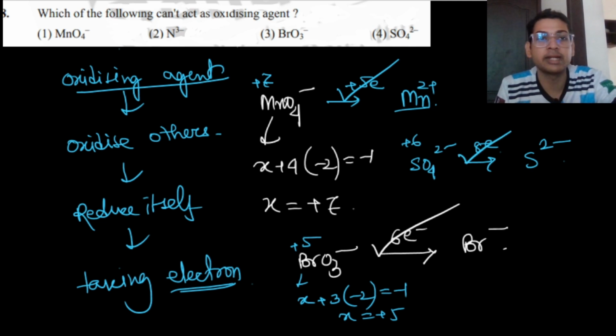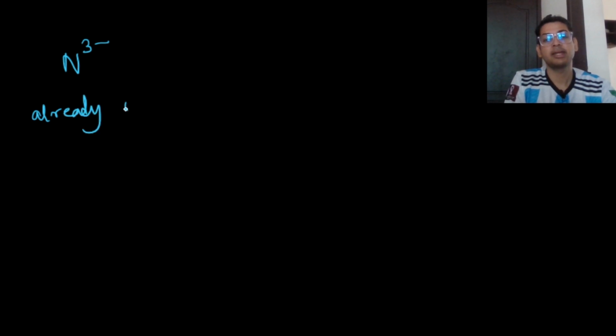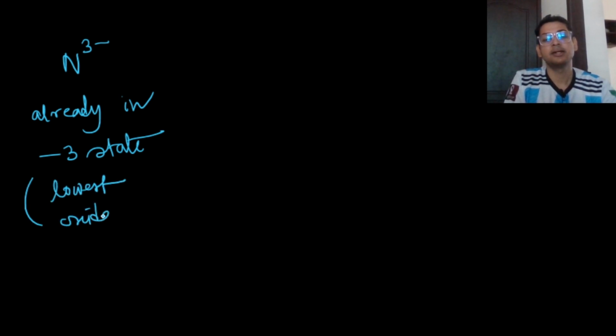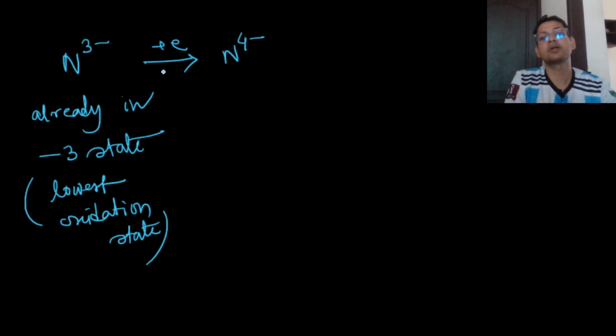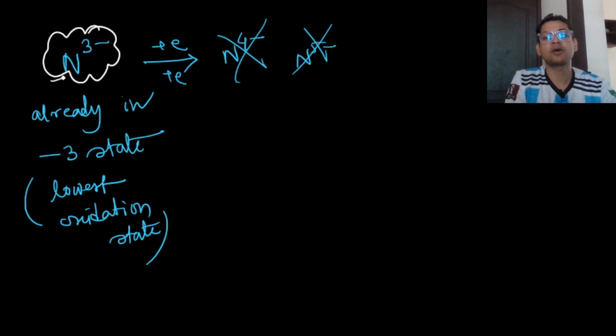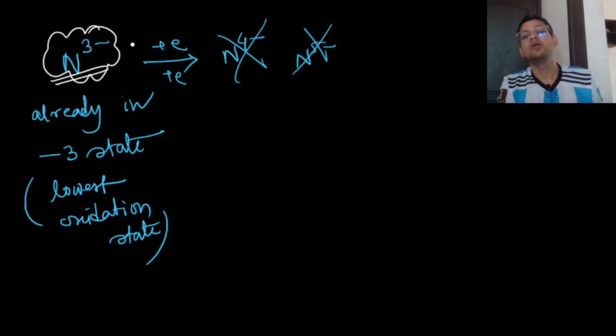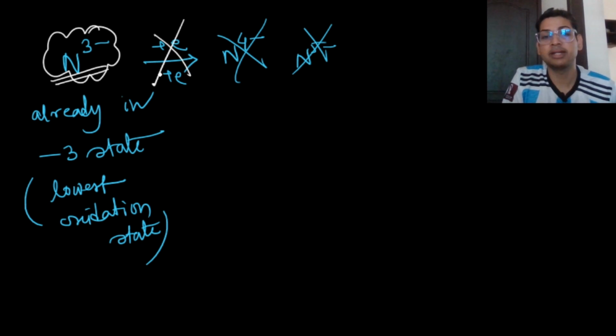But sir, why are you not doing it for N3 minus? N3 minus is already in the -3 state. That is its lowest oxidation state. Nitrogen cannot go any lower. Suppose it takes an electron, it will be N4 minus, or another electron, N5 minus. No, they are not possible. N3 minus is the lowest oxidation state, so it cannot take electrons.